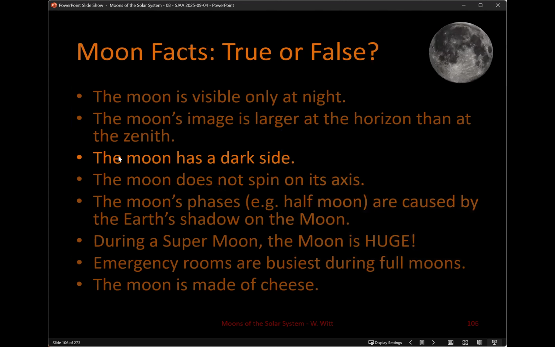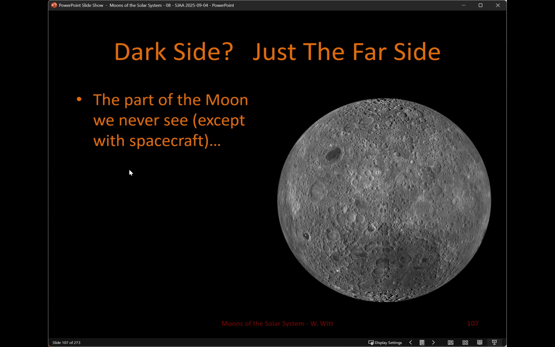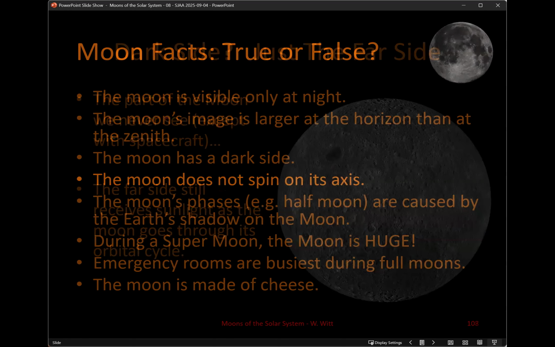All right. The moon has a dark side. This is also a common statement, and even the title of a Pink Floyd album. But there is no dark side, right? There's just the far side, and we saw this earlier, right? We can see this part with spacecraft, and the far side still receives sunlight as the moon goes through its orbital cycle. Okay, so yeah, no dark side.